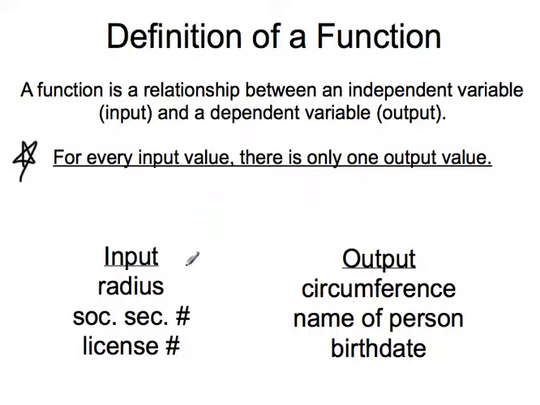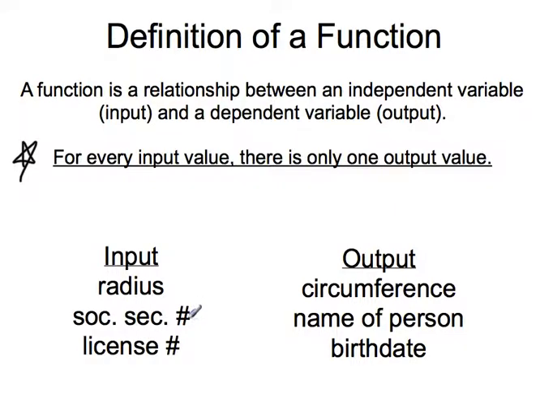Well, here are some examples of two variables that we would call a function. If you were to take the input, meaning the radius of a circle, and the output being the circumference of a circle, that would be a function. For every value you can put in for the radius, you would only get one value for the circumference. Meaning if I put in a radius of 2 inches, I'm only going to get 4 pi for my circumference. There's no other circumference I can get with an input of 2 inches.